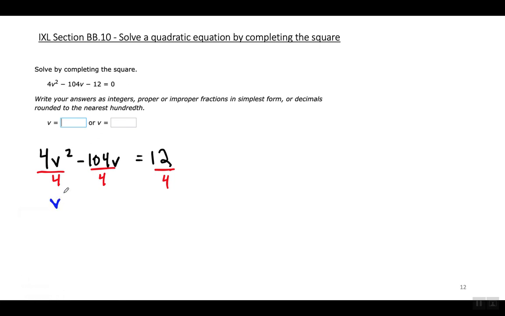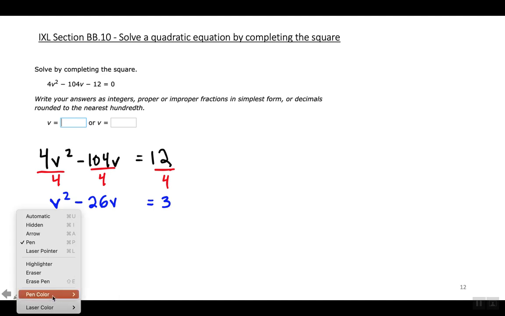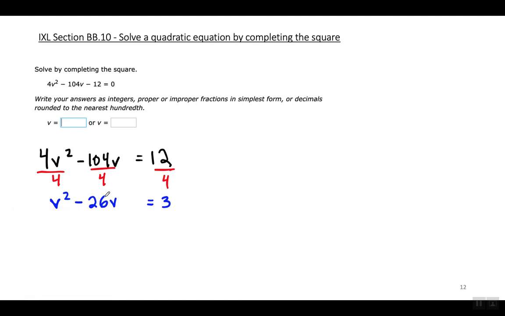minus 26v equals 3. Okay, now let's do completing the square by taking the b term, dividing it by 2, and squaring it. So negative 26 divided by 2 is negative 13, and negative 13 to the second power is positive 169.